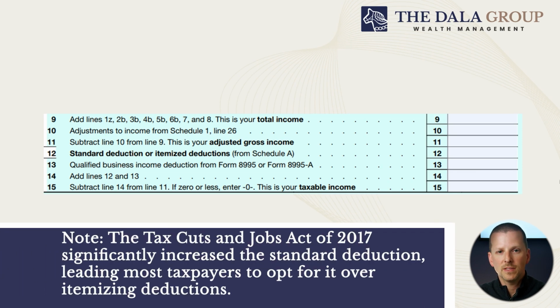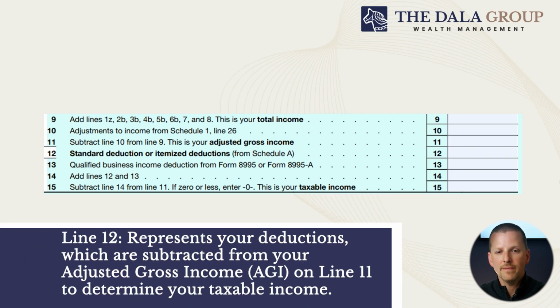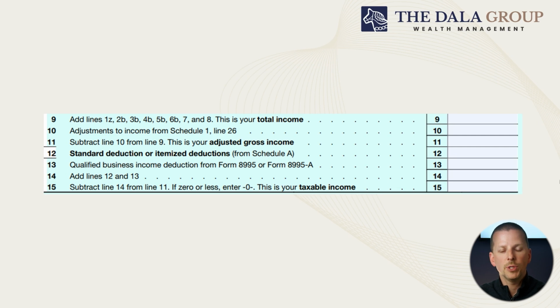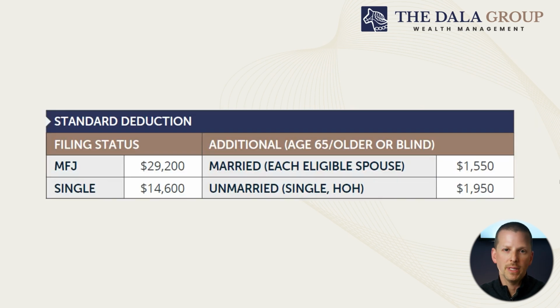The Tax Cuts and Jobs Act of 2017 doubled the standard deduction, so most filers are now using the standard deduction. The deduction on line 12 is subtracted from line 11 to determine how much taxable income you have. The larger the deduction, the better. The 2024 standard deduction amounts are provided for you here. For married filing jointly, the standard deduction is $29,200. For single filers, $14,600. For each individual 65 or older, an additional $1,550 is provided. And there is also an additional deduction of $1,950 for head of household filers.